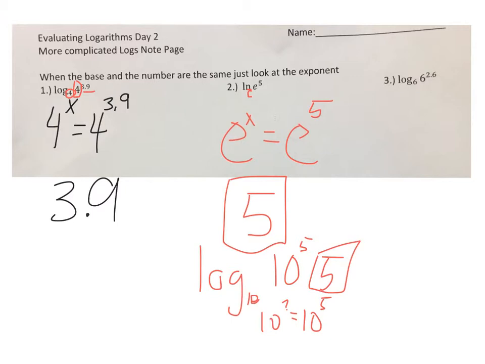So this last one, log base 6 of 6 to the 2.6. Well, 6 to the what gives you 6 to the 2.6? Well, just look at that exponent. Okay, if it's 6 to the something equals 6 to the something, those somethings have to be equal. So it's just going to be 2.6.